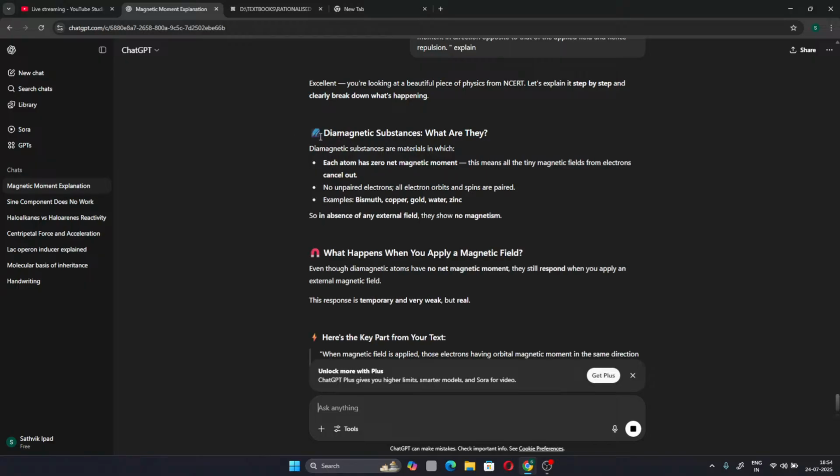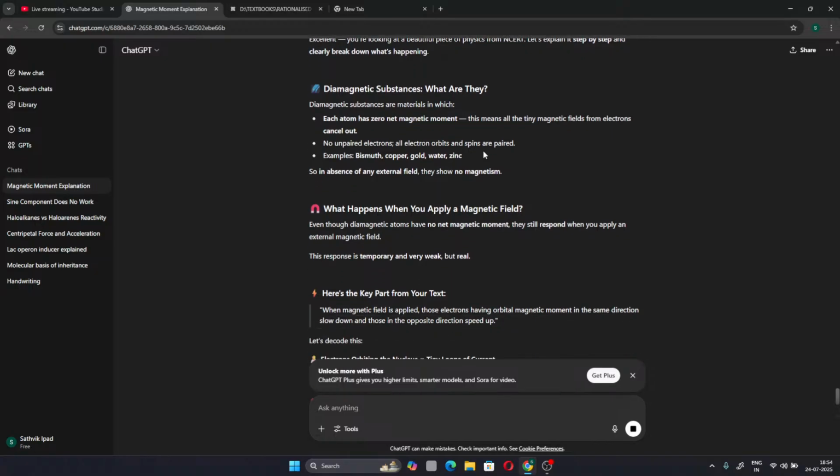In diamagnetic substances, each atom has zero net magnetic moment. All tiny magnetic fields from electrons cancel out. There are no unpaired electrons; all electron orbits and spins are paired. Examples are bismuth, copper, gold, water, and zinc. So in the absence of any external field, they show no magnetism.